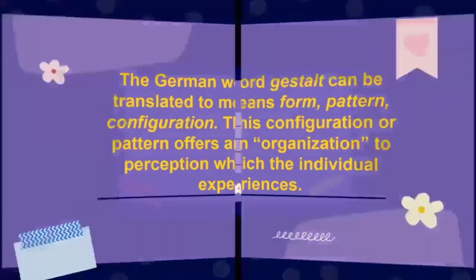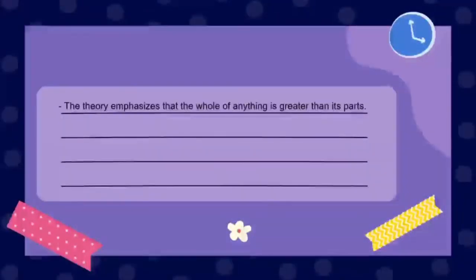Okay, next. The theory emphasizes that the whole of anything is greater than its parts. Kurt Koffka rephrased this quotation as, the whole of anything is greater than its parts. So what do we mean by this quote? What it means is that one cannot understand the parts of something to understand the thing as a whole. Like, for example, a vehicle. The parts have no value unless they are combined to create a car. So the whole of anything is greater than its parts.